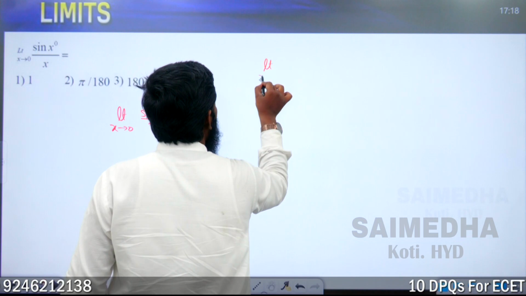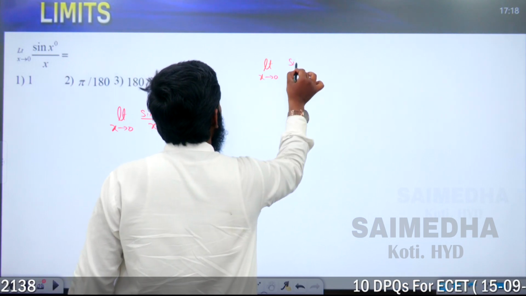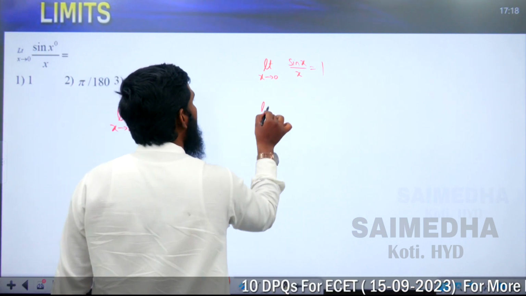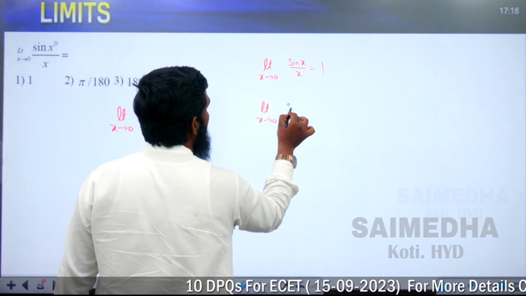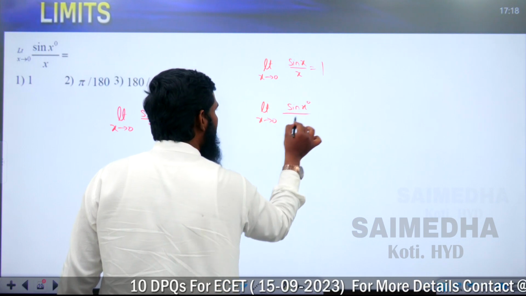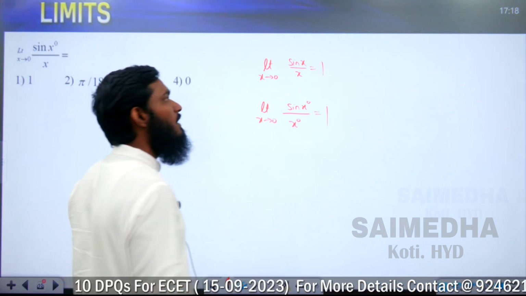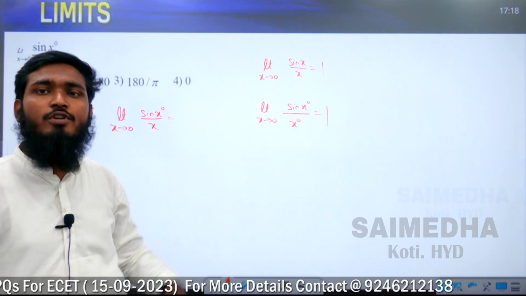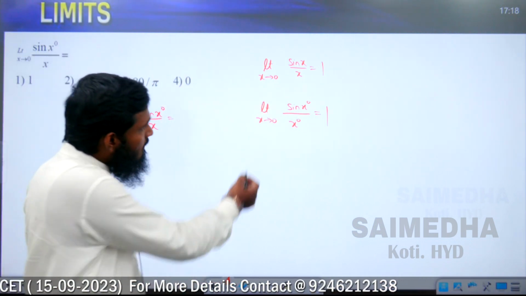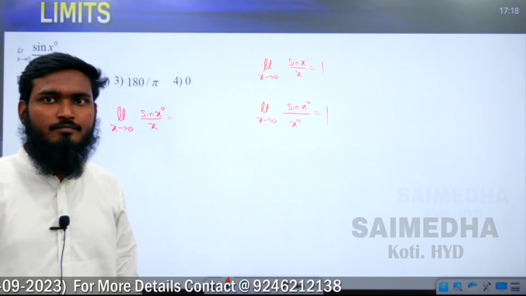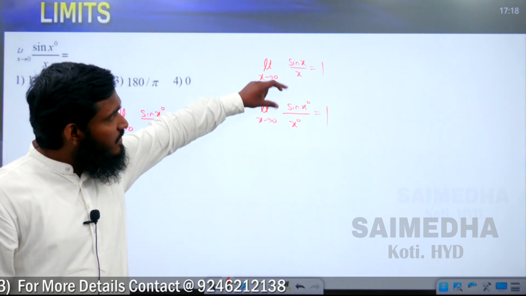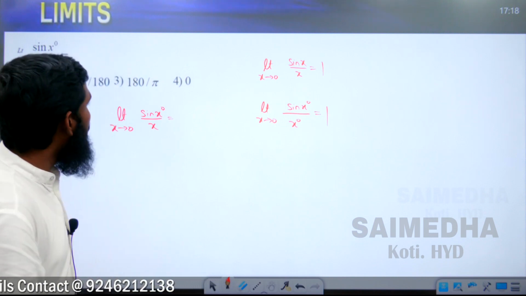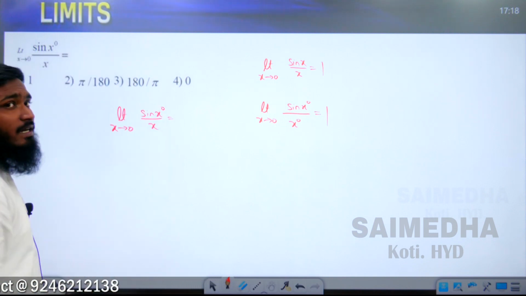If limit x tends to 0, sin x by x equals 1, we have taken. Similarly, if limit x tends to 0, sin x degree divided by x degree, it is also equal to 1. Both should be the same, as we just discussed. Over here also we can take it as x degree. So the function should be the same, then only we can apply this standard limit formula. But over here one is degree and one is radians.